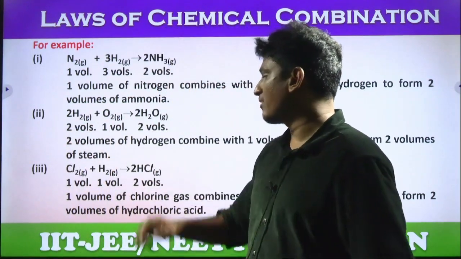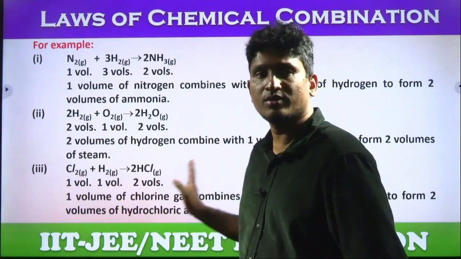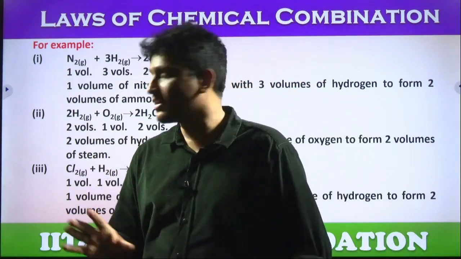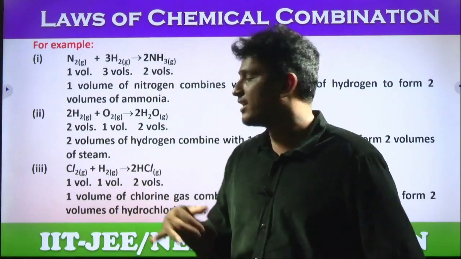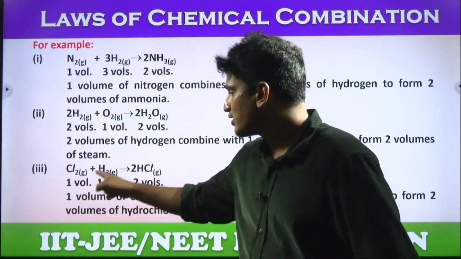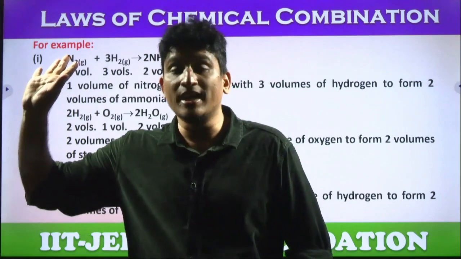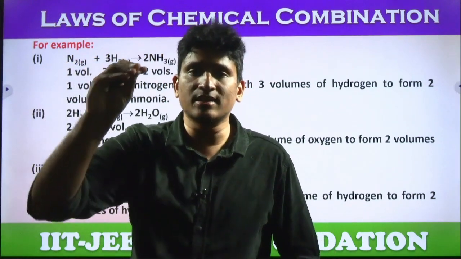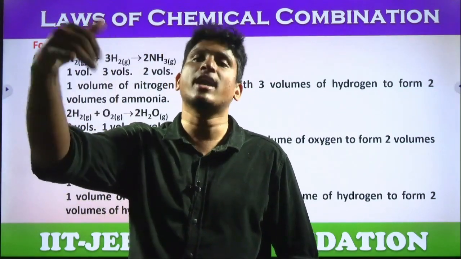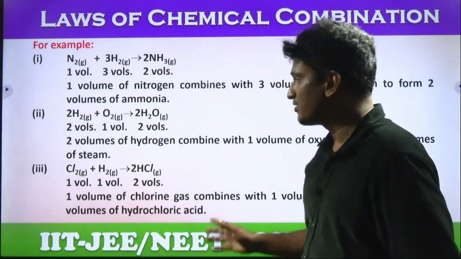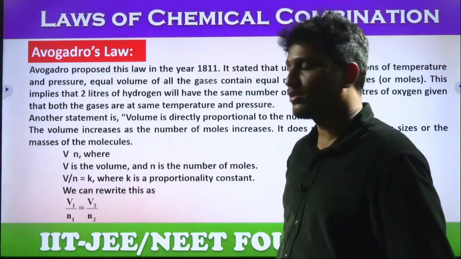And what is the number in front of HCl? 2. Look here, 1:1:2 ratio. Yes or no? All these gases are combining in what ratio by volume? 1:1:2, which is the simplest whole number ratio. That is all about Gay-Lussac's law of gaseous volumes, combining volumes also. Understood, students? Right, next, Avogadro's law.